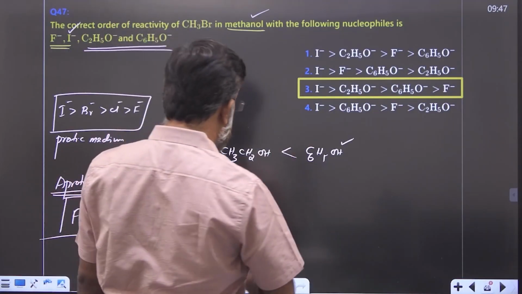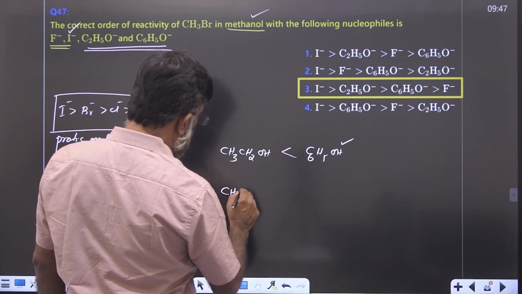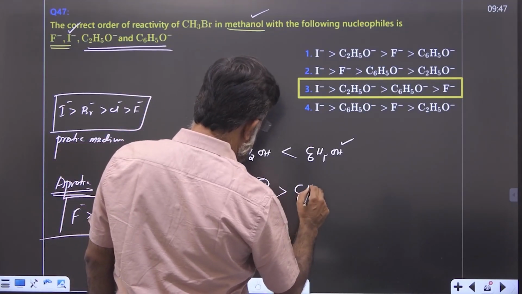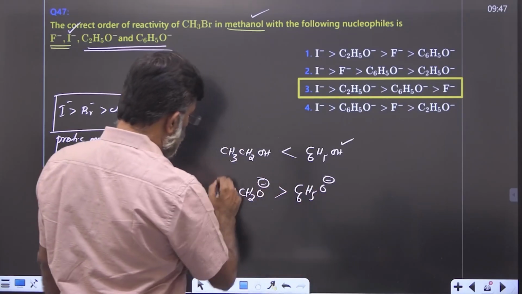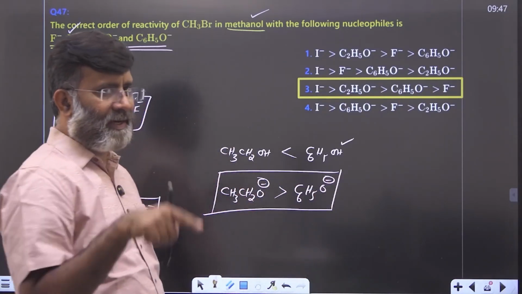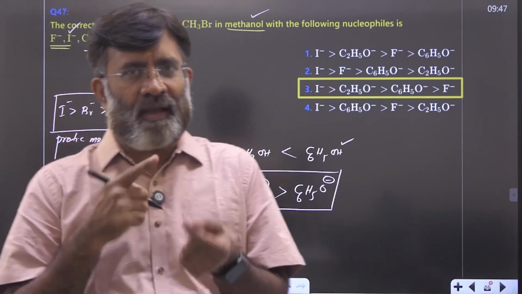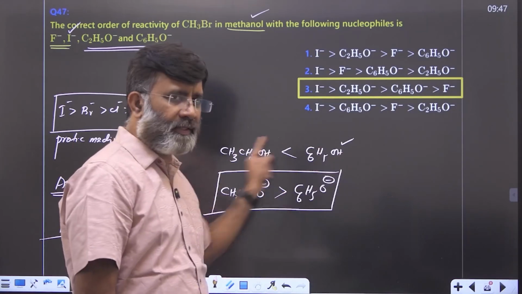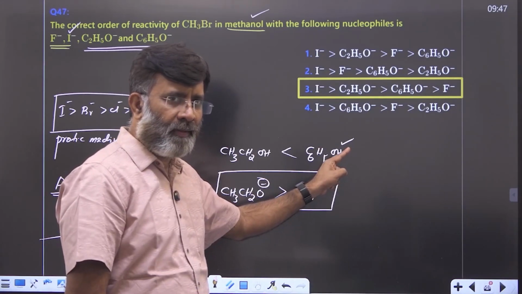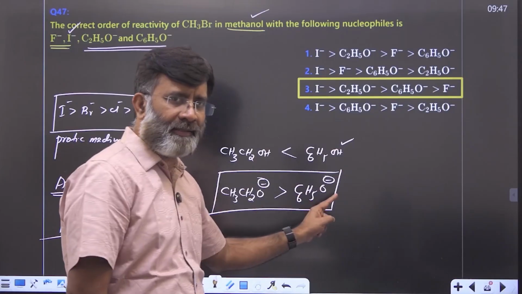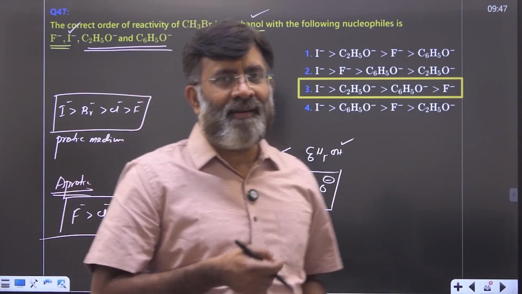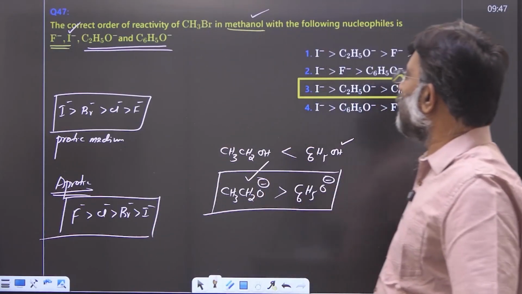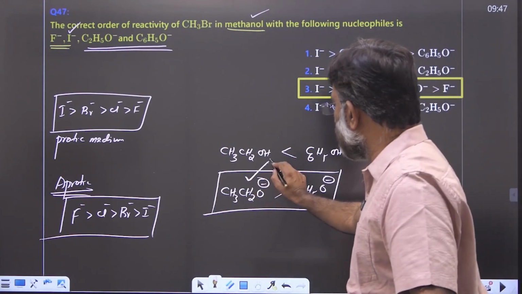So what about their conjugate bases? CH3CH2O minus will be more basic than C6H5O minus. So this will be the order of basic strength. A strong acid will have a weak base. So relative acidic strength is like this. Therefore, relative basic strength will be like this. And the basic strength can be taken as nucleophilicity order, isn't it? So this will be a better nucleophile than this.